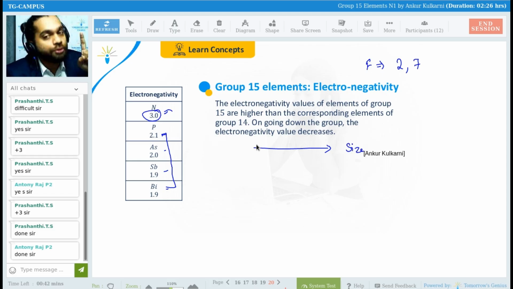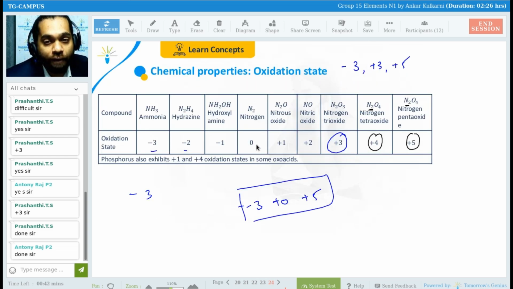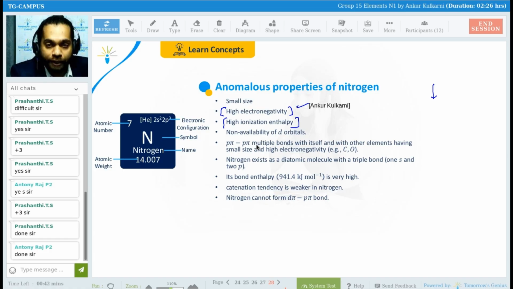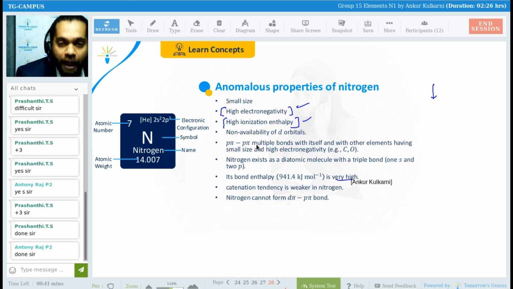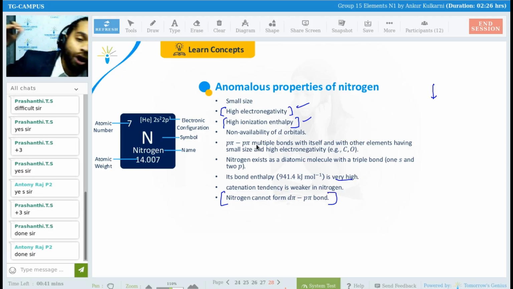So all the first elements from your group show anomalous behavior, first due to their size. Due to their size, mostly they are gaseous in nature. Due to their size and gaseous nature, they show some of the anomaly behavior. So you have high electronegativity, high ionization enthalpies, bond enthalpy high. It cannot form, we discussed this also, dπ-pπ bonds. So all of these properties of nitrogen, we consider as anomaly.